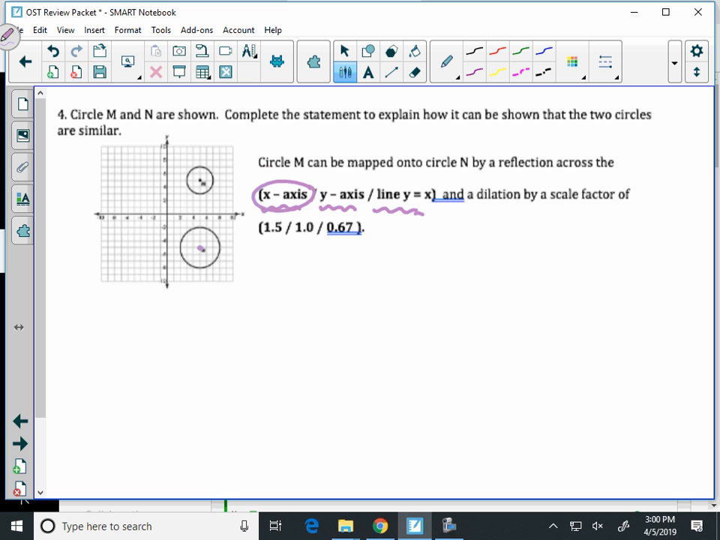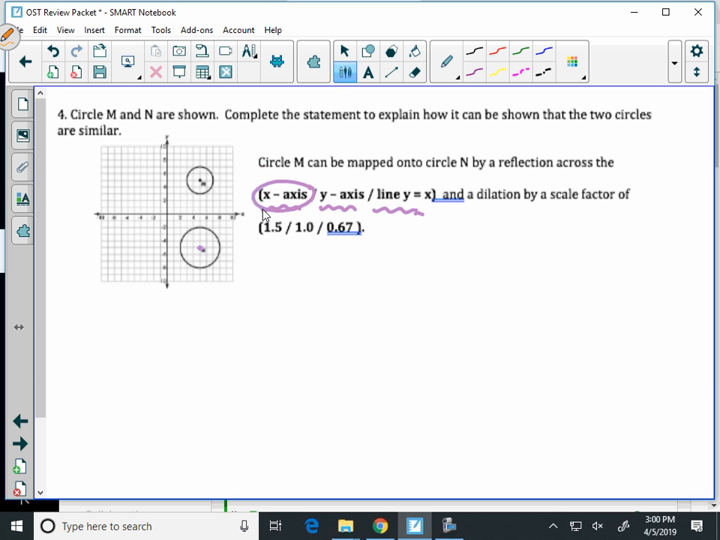And if we reflected over the y-axis, M would have moved over here, 1, 2, 3, 4, 1, 2, 3, 4. That didn't work. And if we reflect over the line y equals x, the center is sitting on that line, so it wouldn't even move. It would stay right where it's at. So neither of those reflections would work. The only one that does is a reflection over the x-axis. Okay? So then after we reflect over the x-axis, we have to figure out what scale factor works.